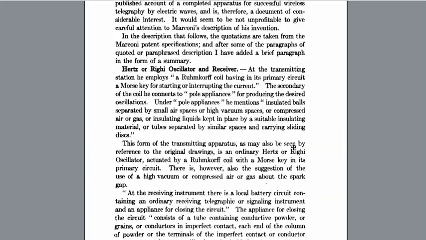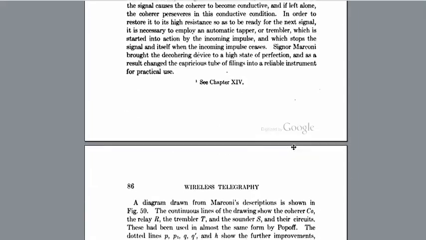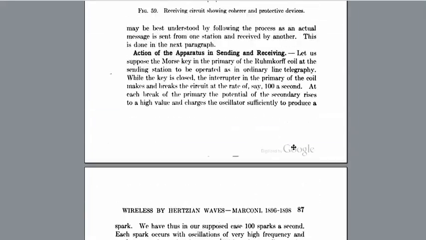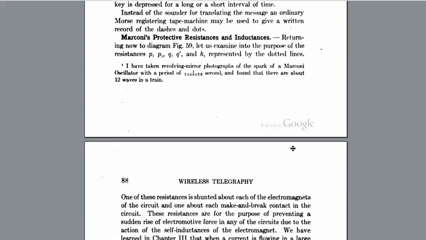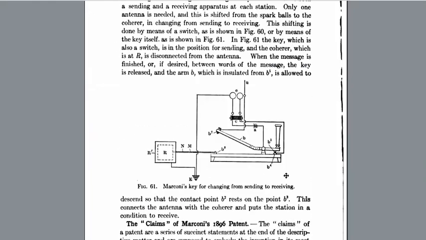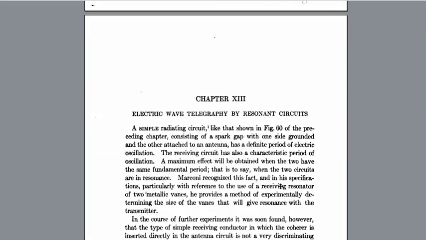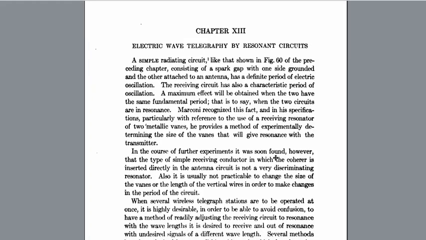Chapter 13. Electric Wave Telegraphy by Resonant Circuits. A simple radiating circuit like that shown in Figure 60 of the preceding chapter, consisting of a spark gap with one side grounded and the other attached to an antenna, has a definite period of electric oscillation. The receiving circuit has also a characteristic period of oscillation. A maximum effect will be obtained when the two have the same fundamental period, that is to say, when the two circuits are in resonance.